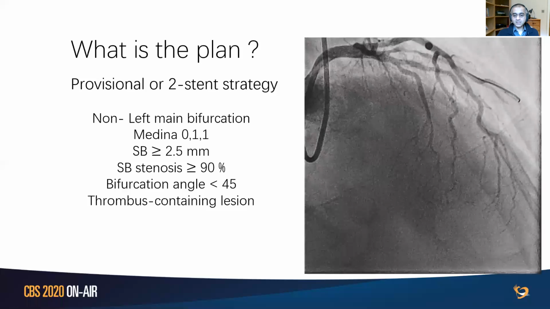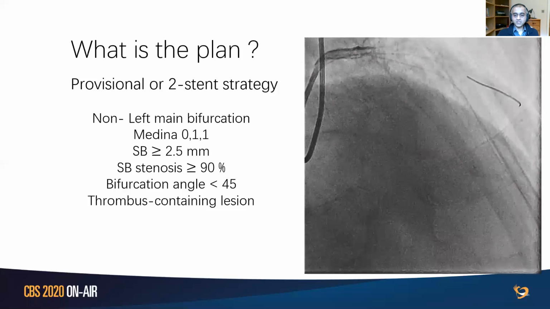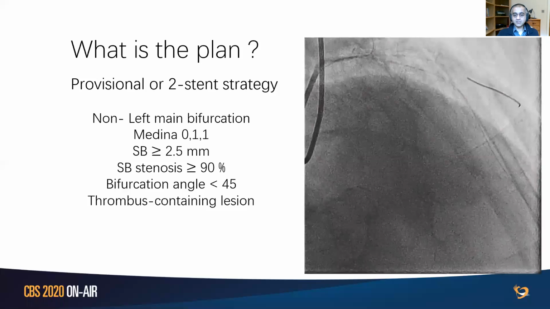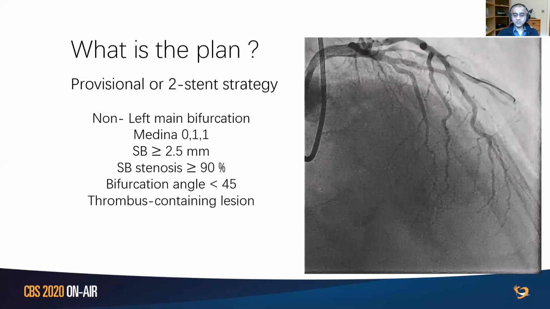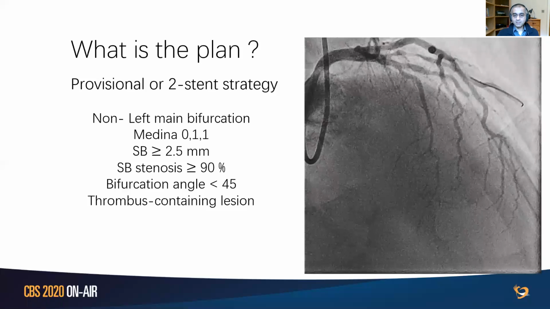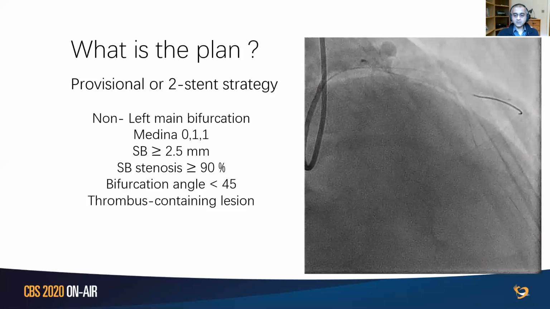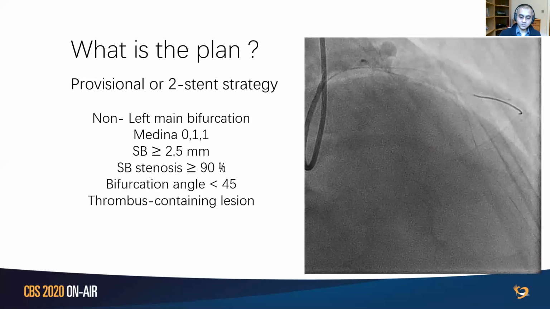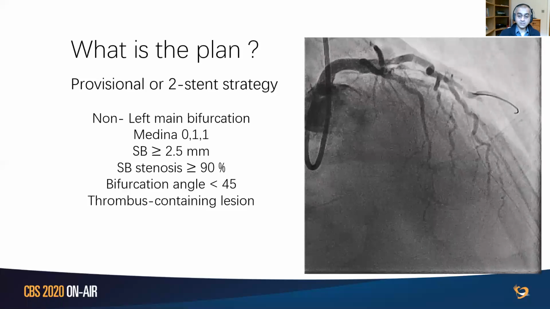Other important things here to note are, of course, the bifurcation angle, which is less than 45 degrees. We already have established that this is a very thrombotic lesion. So the question in our mind really was, should we plump for a single provisional stent strategy here, or should we consider a 2-stent strategy up front for this gentleman?